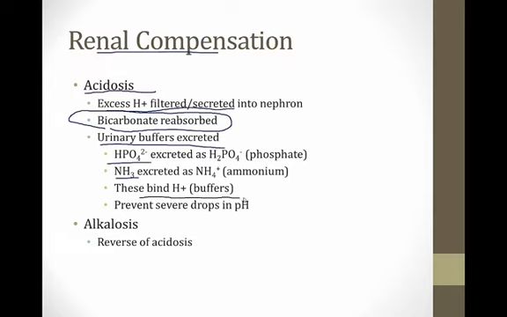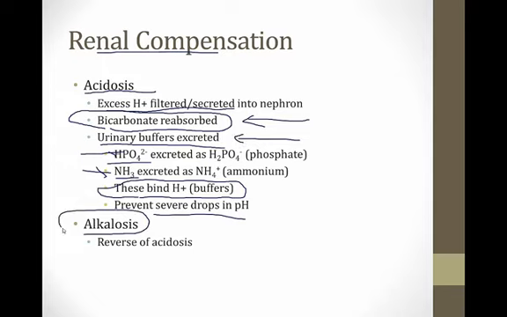That's why they're called buffers. And these prevent severe drops in the urinary pH. If you didn't have these buffers, the pH in the urine would get so low in the setting of acidosis that it would kill the cells of the kidney. But because you have phosphate and ammonia, these can pick up the H plus ions and prevent the pH from getting that low. So it's very high yield to know for your boards that in the setting of acidosis, the bicarbonate reabsorption goes up and the excretion of urinary buffers goes up. When you have an alkalosis, the reverse occurs of all the changes that happen with acidosis.